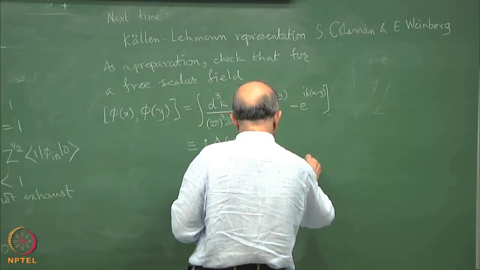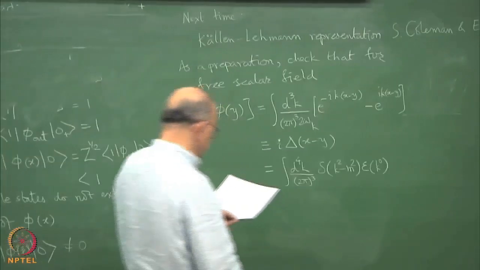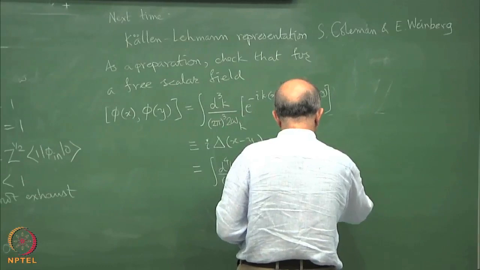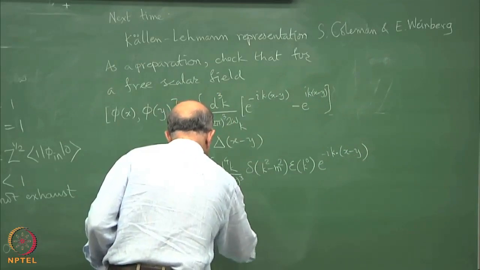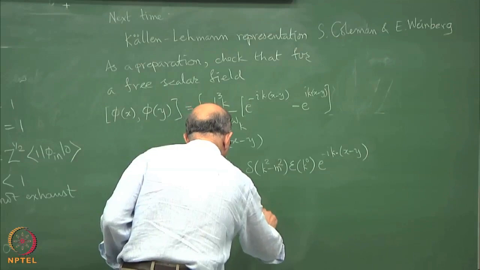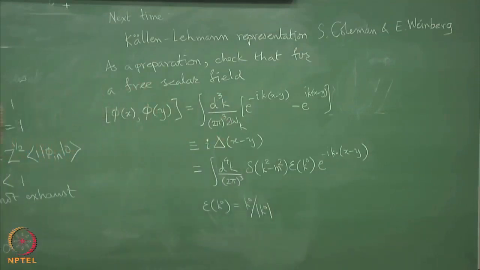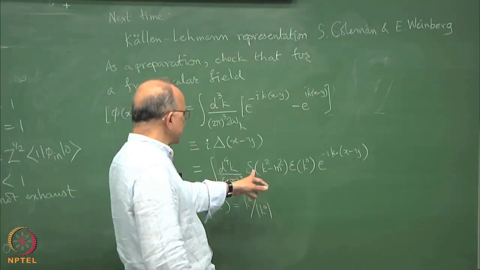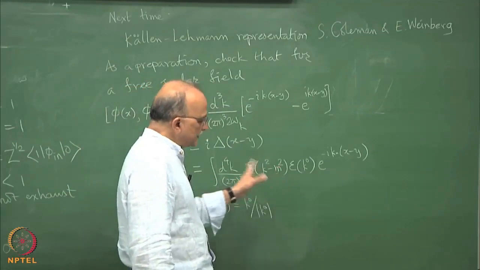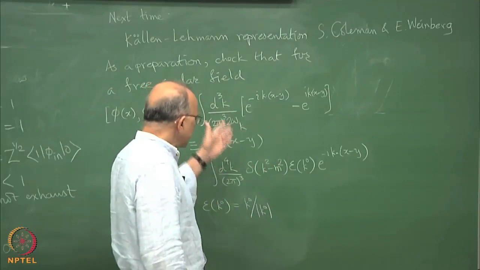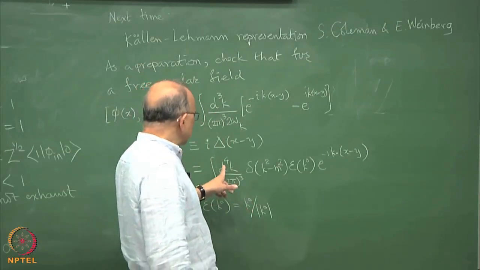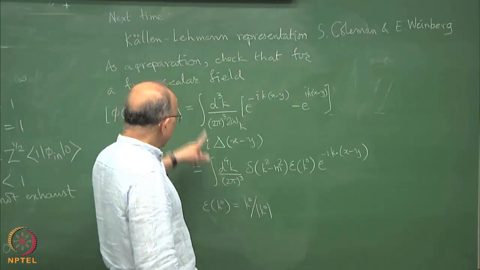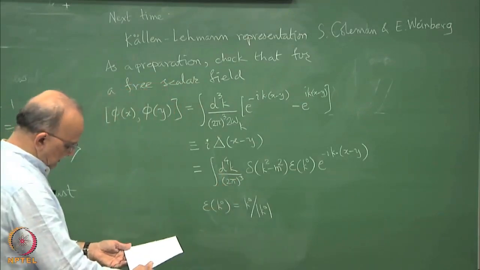Epsilon k0 is the sign of k0. So you can try to do this. Basically, you know that a delta function, when it has a polynomial inside, is a sum of delta functions at the various zeros divided by the absolute value of the derivative of the function at that point. So you can carry out the dk0 integration and you should recover the thing above.